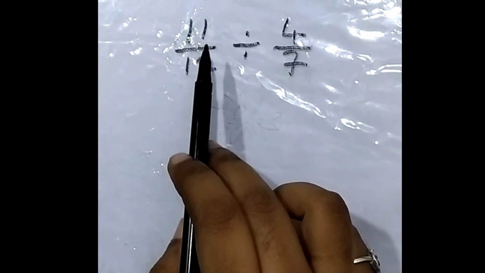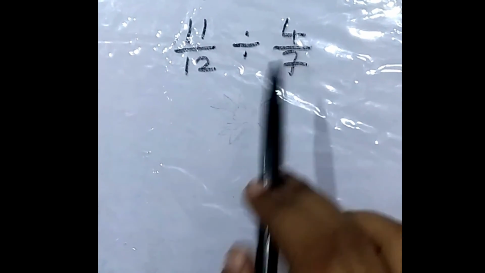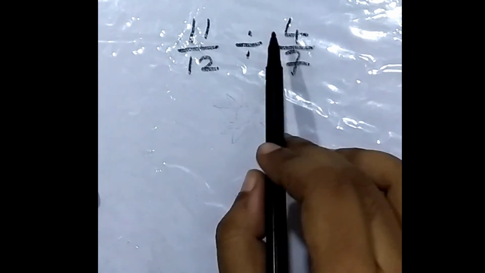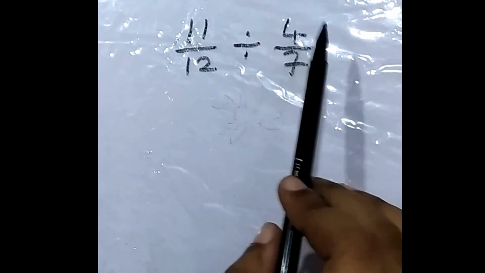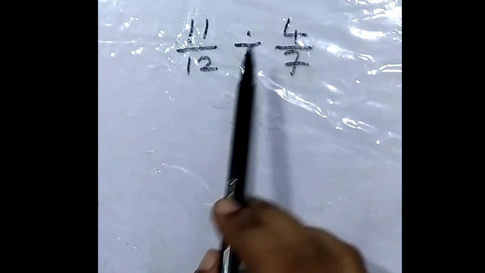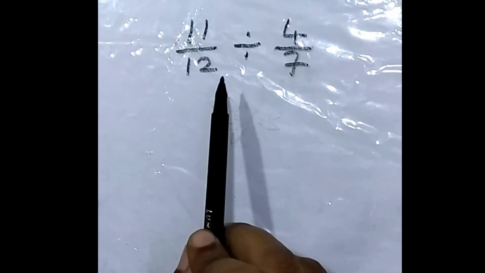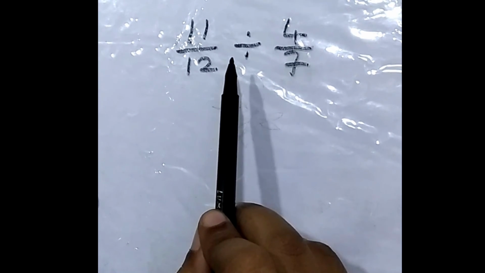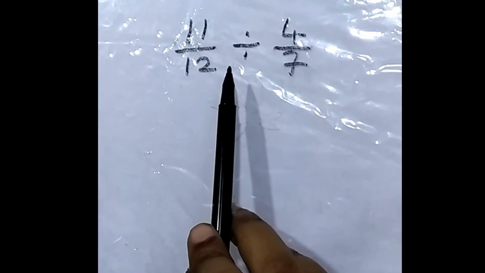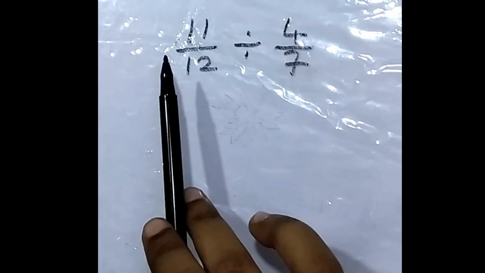Now the next is 11 upon 12 divided by 4 upon 7. Now remember, here you cannot cancel 12 and 4. 4 is a part of another fraction, and here there is a division sign, so you cannot cancel it directly. Remember, many students make this mistake. Only when the multiplication sign is in between can you cancel. Here there is a division sign, so you cannot cancel 4 and 12.